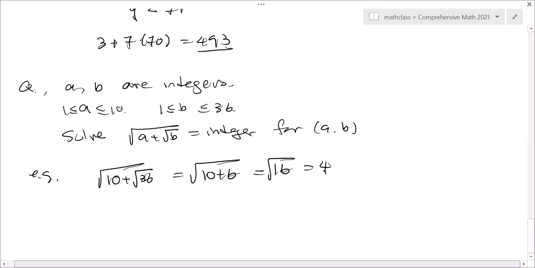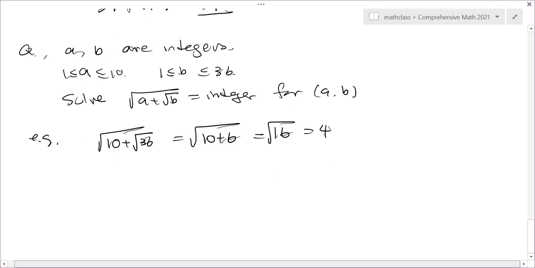So the questions are, what are the other possible solutions so that this becomes an integer? How do you solve it? My hint is, what is the largest possible value for this? The largest possible value is going to be, A is at most 10, B is 36, which gives 4, right?